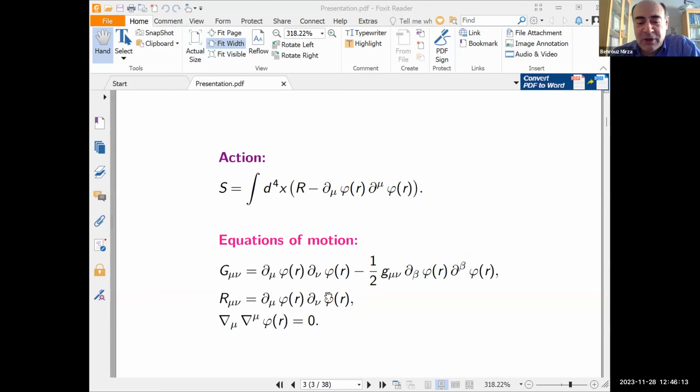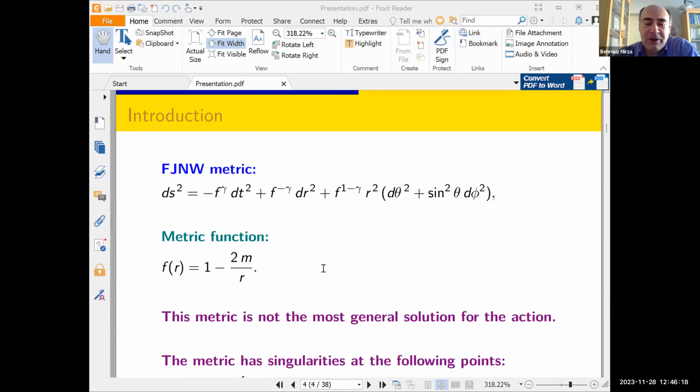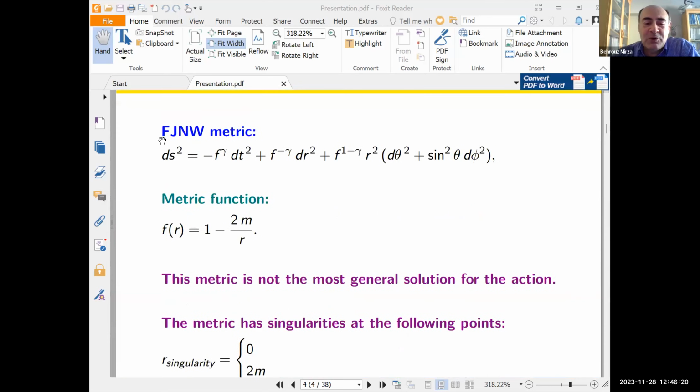This set of equations was solved many years ago by Janis, Newman, Winicour, and Fisher, and it's a very famous solution called the JNW or FJNW metric. This metric has two parameters. One is related to mass. This M corresponds to mass. It's actually proportional to the physical mass of such an object if it exists in our universe.